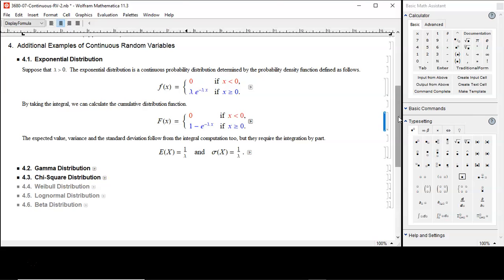Now, how about the expected value and standard deviation? They require integration by parts. So if you're not completely done with Calculus 2, maybe you want to skip this. Or even if you're not completely done with Calculus 2, and if you want to go ahead with integration by parts and check it, you can go ahead.